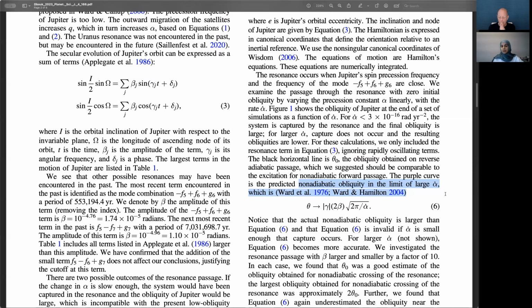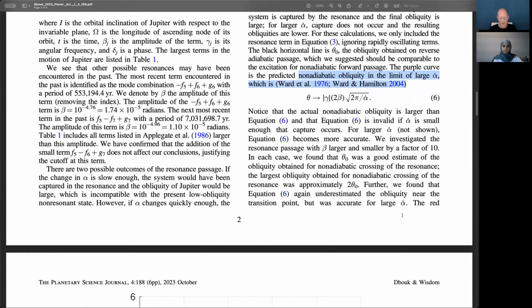And this equation provides an upper limit, a limit for large alpha dot, so it's not exact again, but it can also give us a good approximate value. So if we go to the first figure, Figure 1. Here we go.